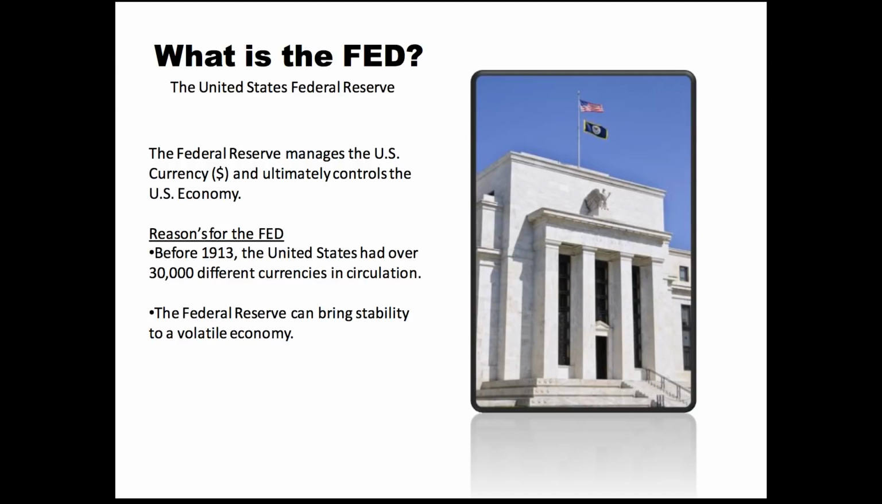And so after 1913, after the Federal Reserve was created, there was one federal currency, which was the dollar, and that in itself brought some stability to the country. And so that's really the reason that the Fed was created. Now there's a lot of different reasons and a lot of interesting things that you can read out there about the Federal Reserve, but that's their primary purpose, is to bring stability to the country. Now whether they're doing that or not, that's arguable, but that's the mission.